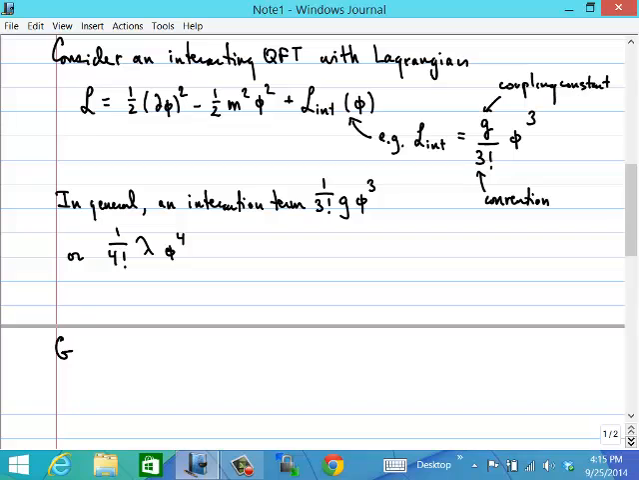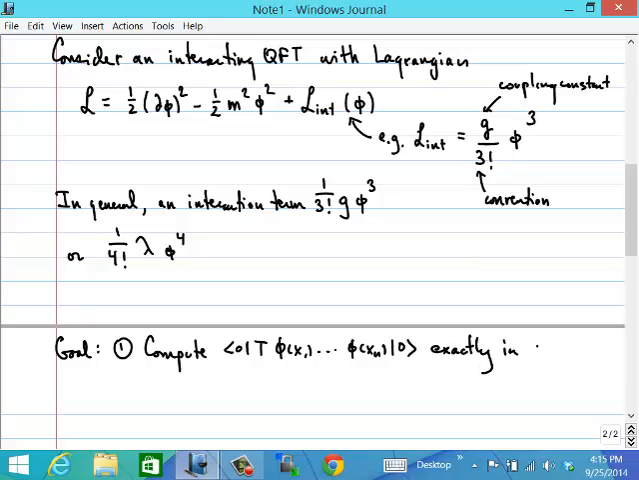So our goal then is twofold. The first thing that I want to do is to compute these time-ordered expectation values exactly in free quantum field theory. So far in free quantum field theory, we've only computed the 2-point function. It's not actually going to be that hard to compute all arbitrary n-point functions. So that means that we will have, in a sense, solved free quantum field theory, in the sense that we've computed the expectation values of all of the observables in the theory.